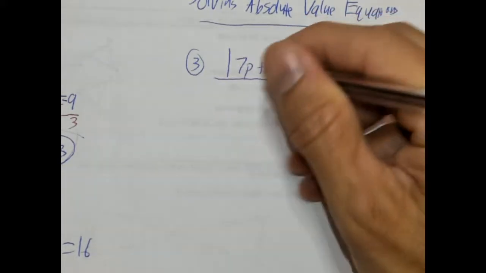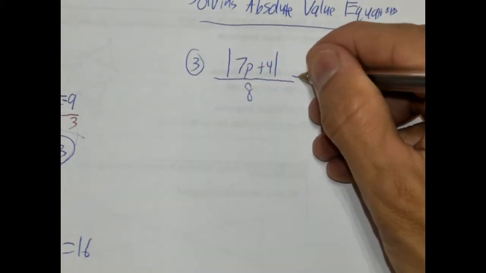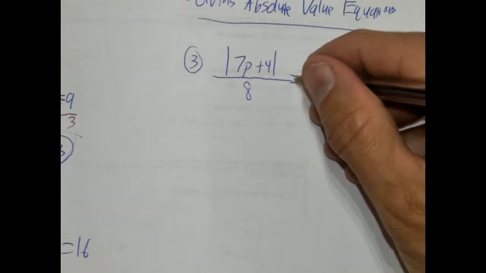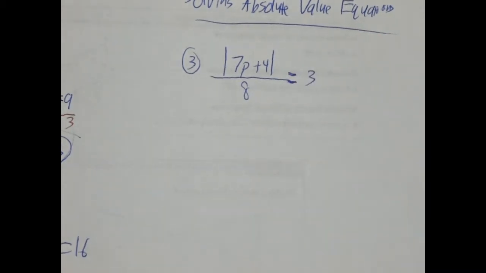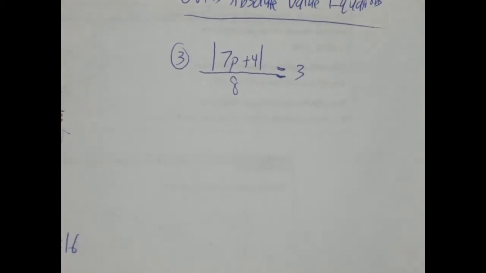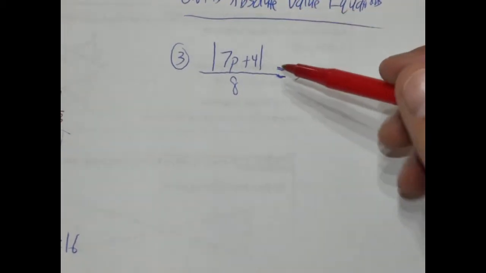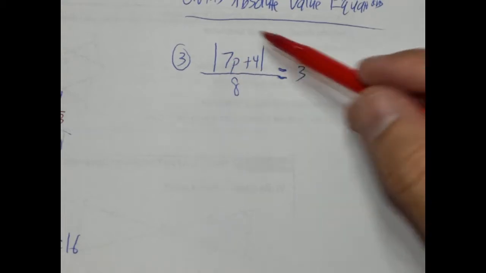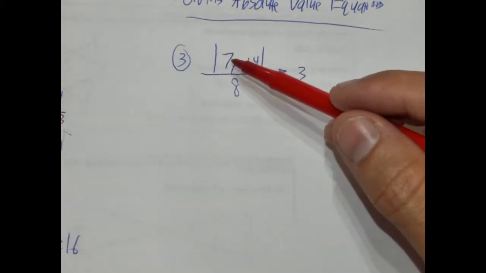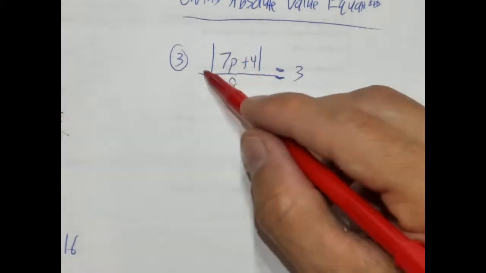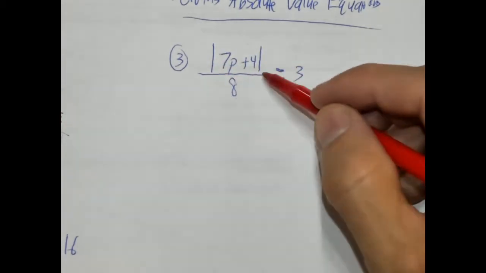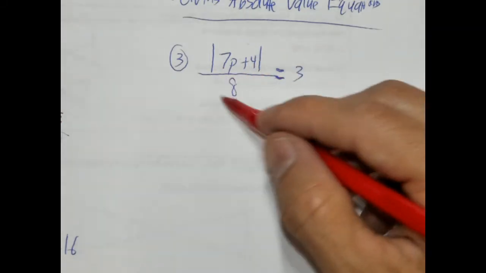So we're going to have absolute value of 7p plus 4 all over 8, and that's equal to 3. Okay, so this looks a little more complicated, but we're going to solve it the exact same way. Now the big thing here is that we do have a number on the same side of the equal sign as the absolute value, but it's not placed within the absolute value. So we're taking this absolute value, we're dividing the whole thing by 8. We need to get this 8 out of here, okay?